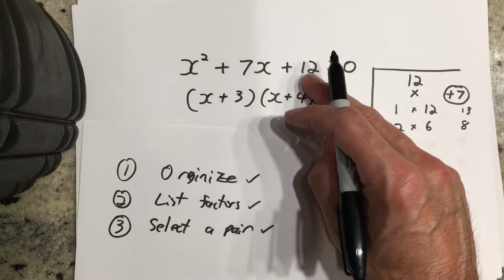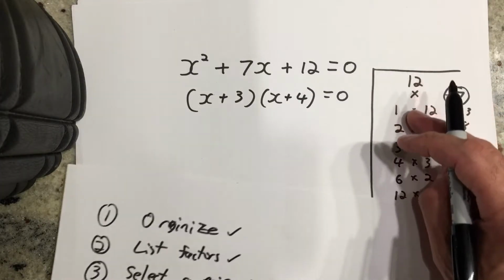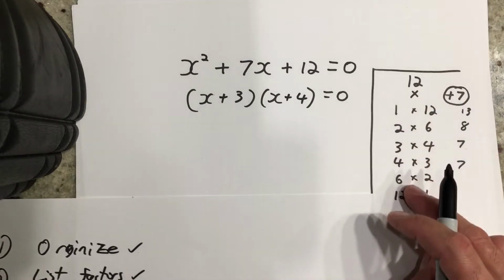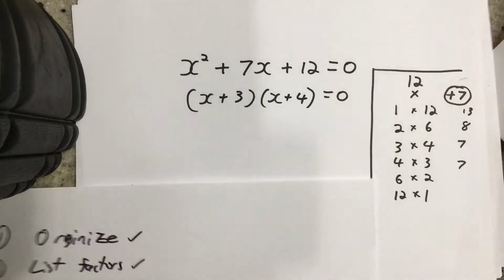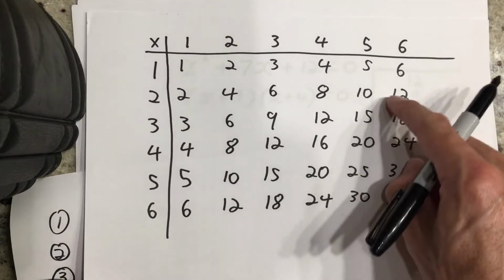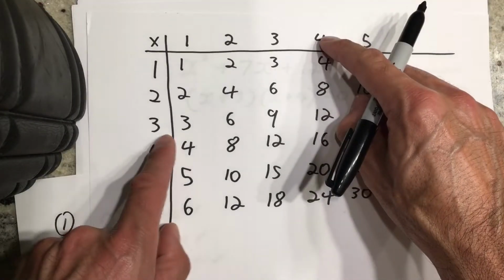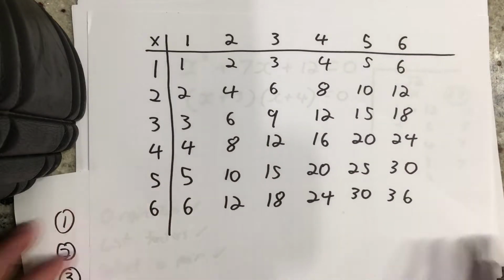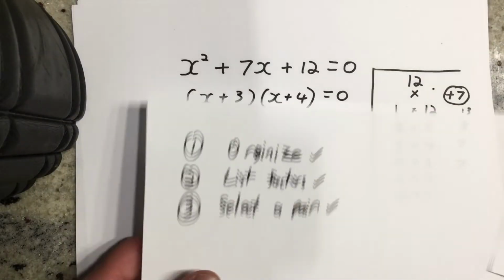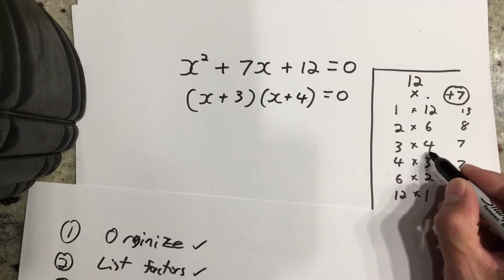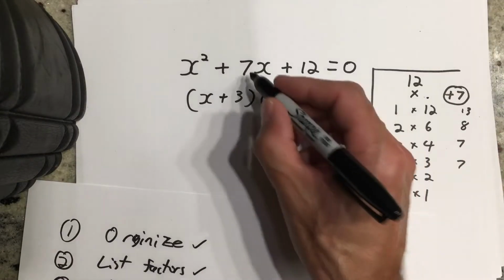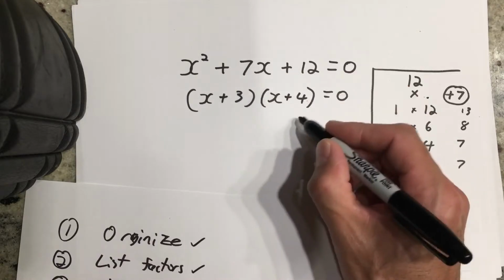Take the last number, write it at the top, and list every pair of numbers that multiply together to give you that number. You can look in your table, find every instance of that number, and list the pairs that go with it. Step 3, select a pair. So you're going to find the pair of numbers that add up to give you the middle number. That's how you select them.